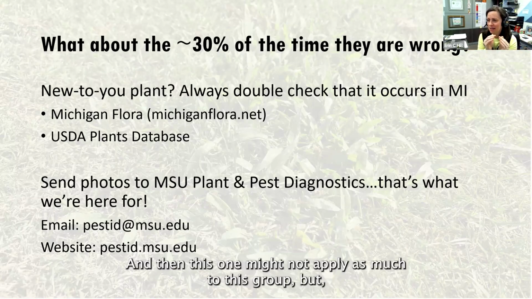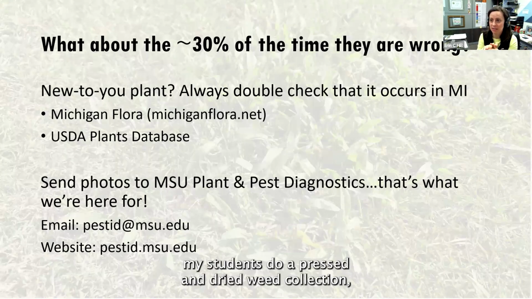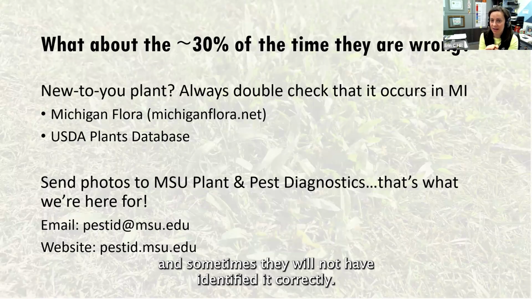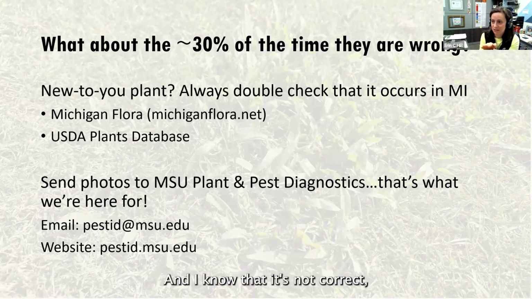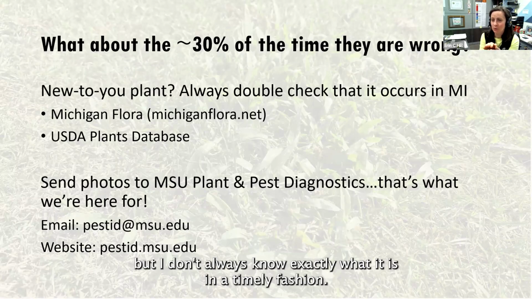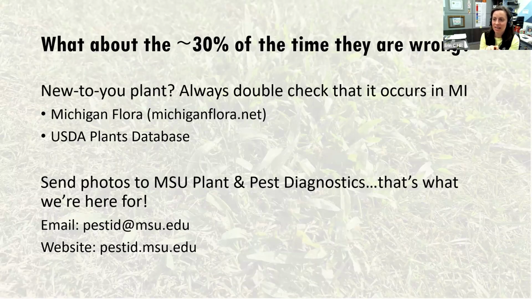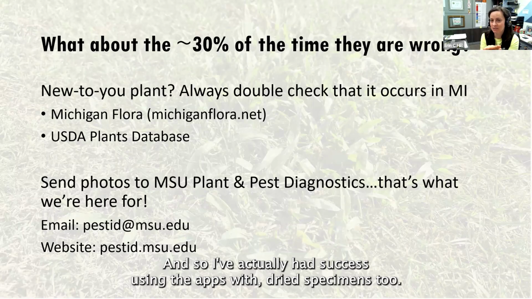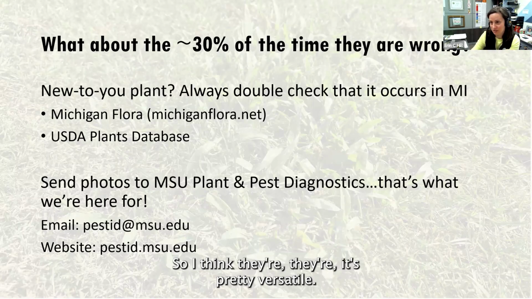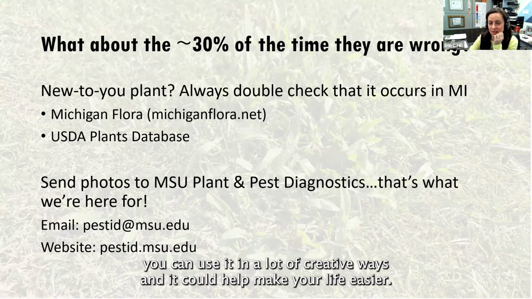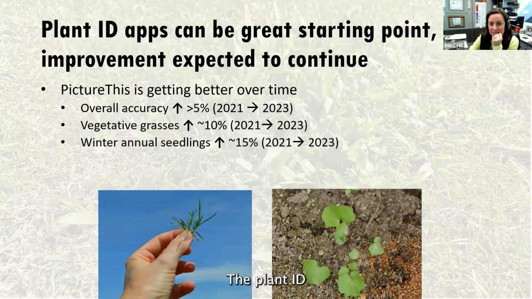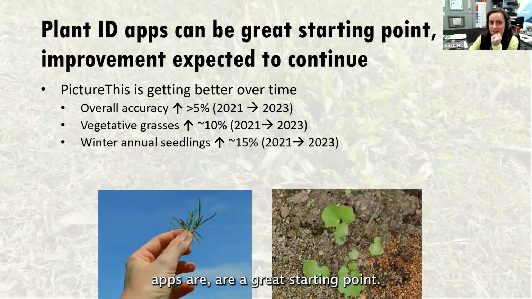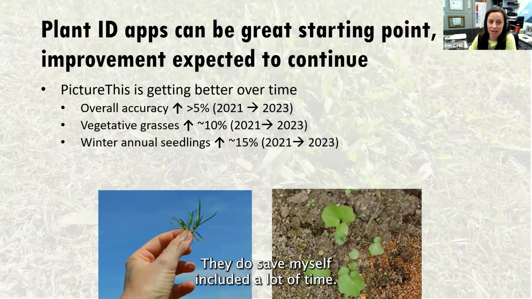This one might not apply as much to this group, but my students do a pressed and dried weed collection, and sometimes they will not have identified it correctly. I know that it's not correct, but I don't always know exactly what it is in a timely fashion. And so I've actually had success using the apps with dried specimens too. So I think it's pretty versatile, and you can use it in a lot of creative ways, and it could help make your life easier. The plant ID apps are a great starting point. They do save me, myself included, a lot of time.